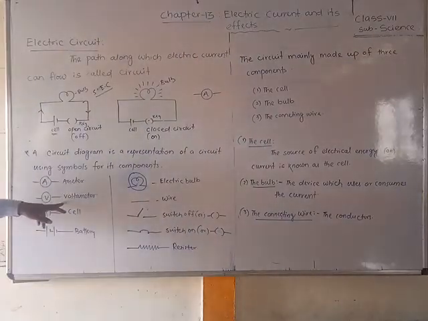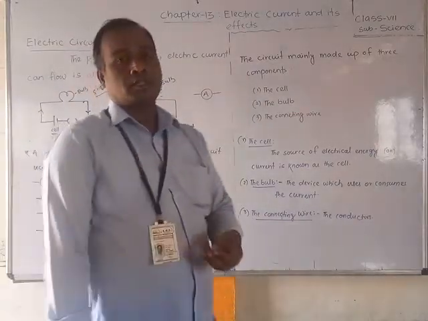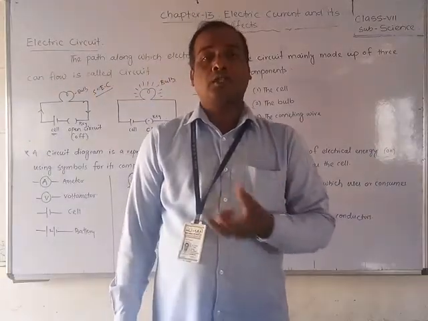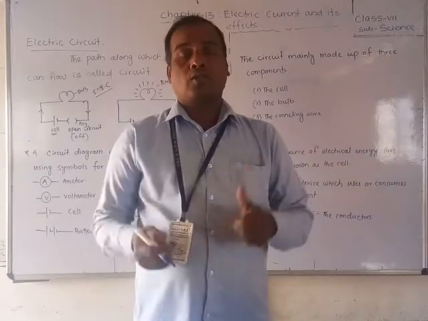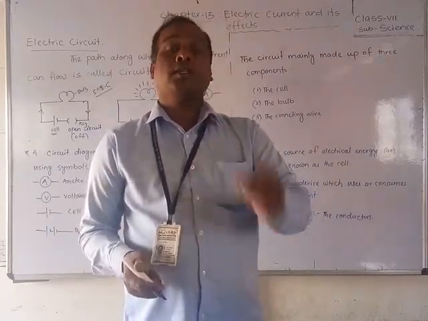What is this? It is V. V means voltmeter. What is that? It finds the potential difference between the two electrodes, and symbolically we write V.